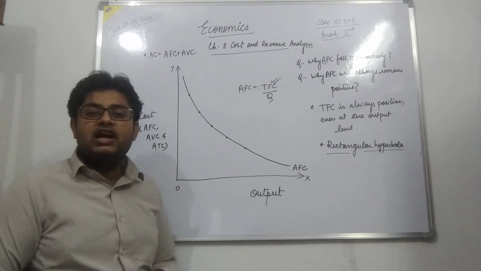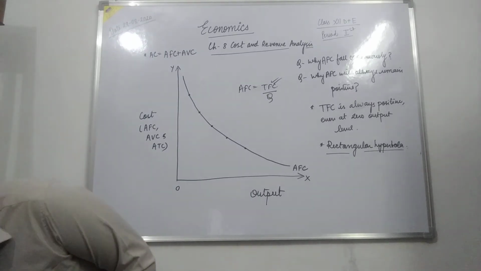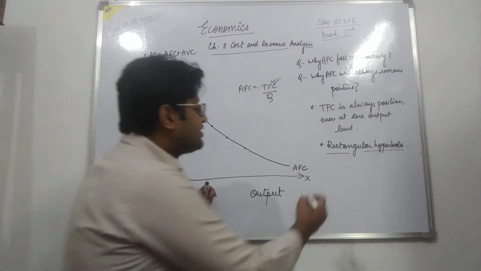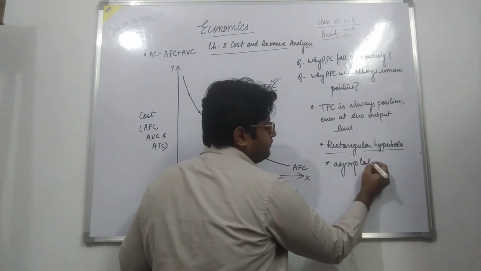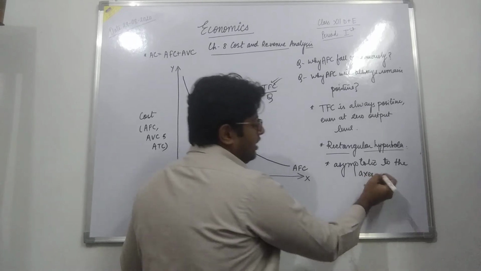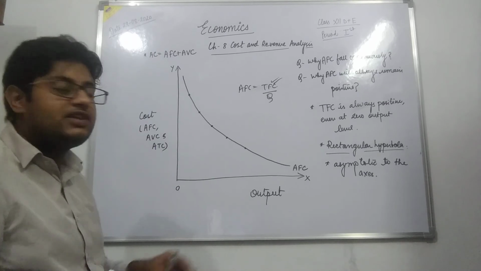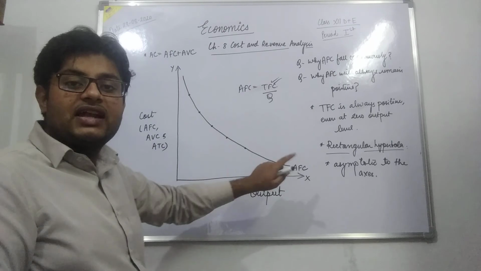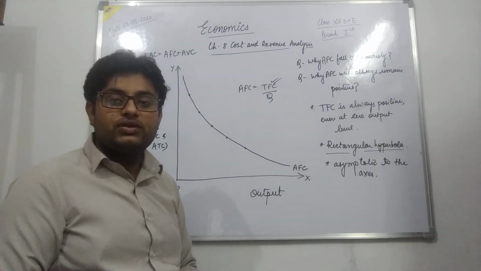Such a type of curve is also known as asymptotic. AFC is asymptotic to the axis. Asymptotic to the axis means that it is not touching either of the axes. It will not even touch the y-axis. It will not even touch the x-axis. That is why it is said that your average fixed cost curve is asymptotic to the axis.